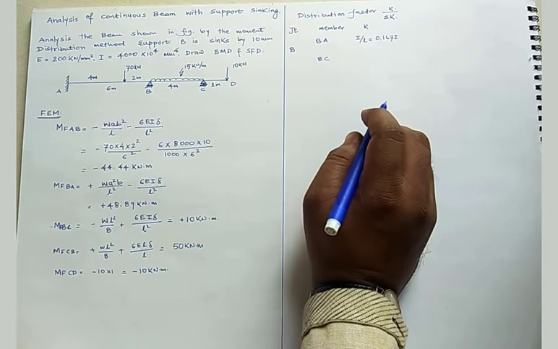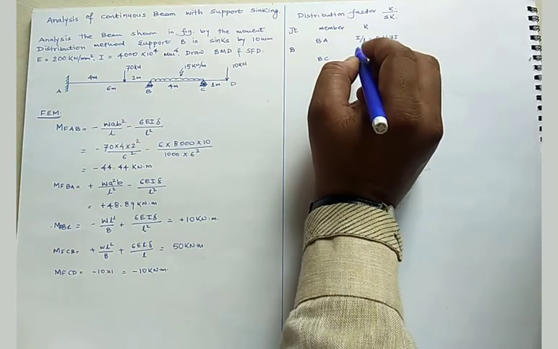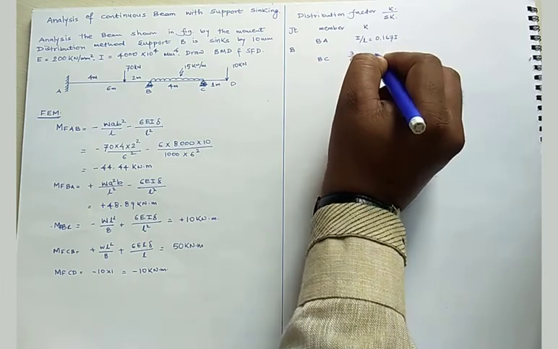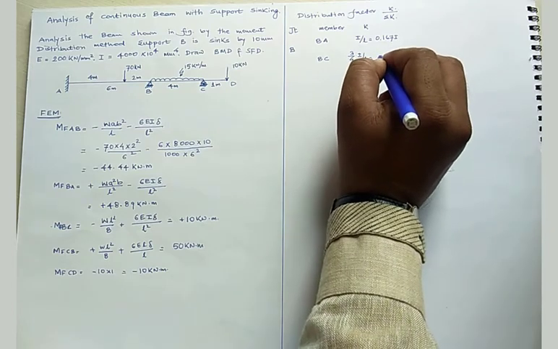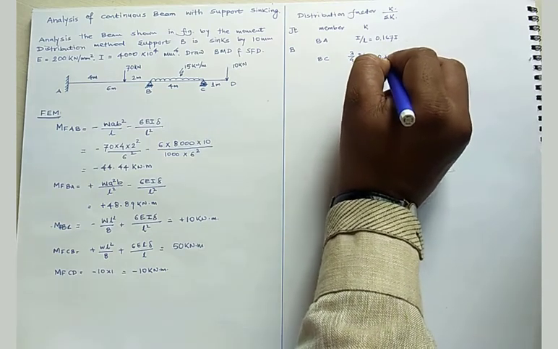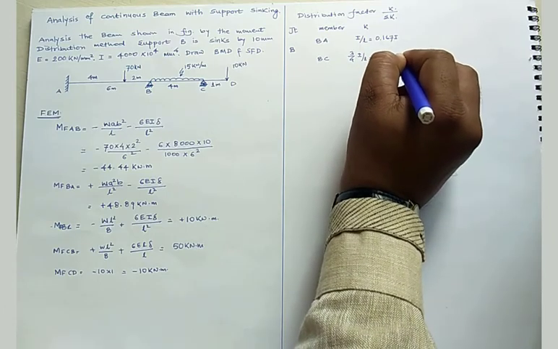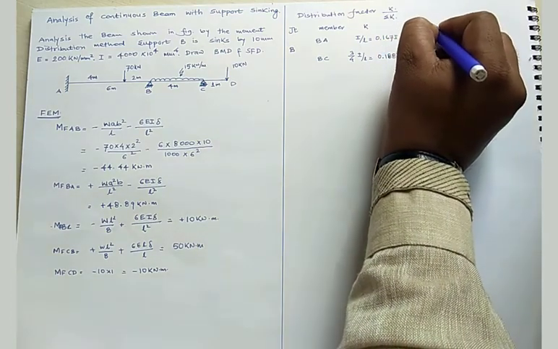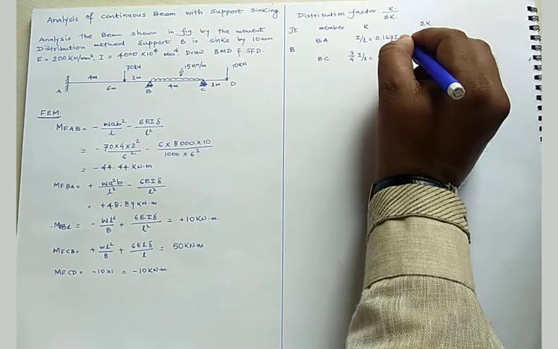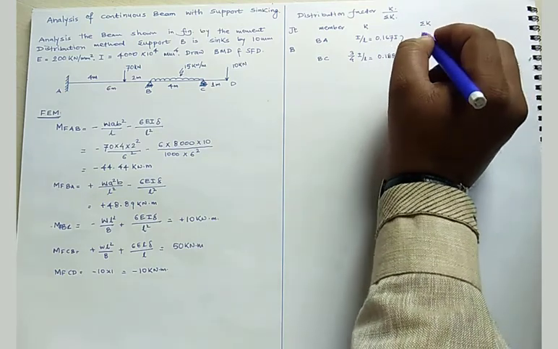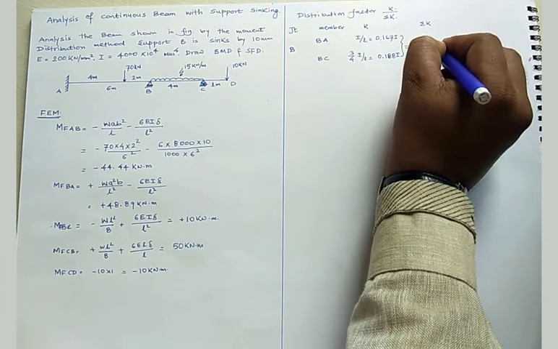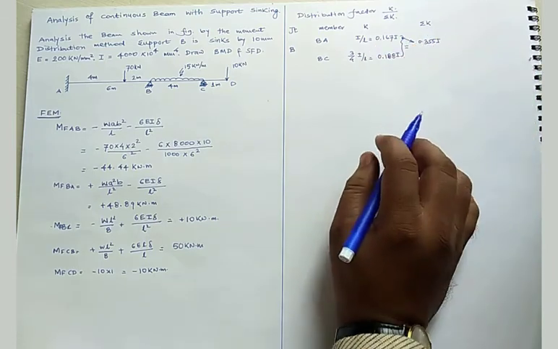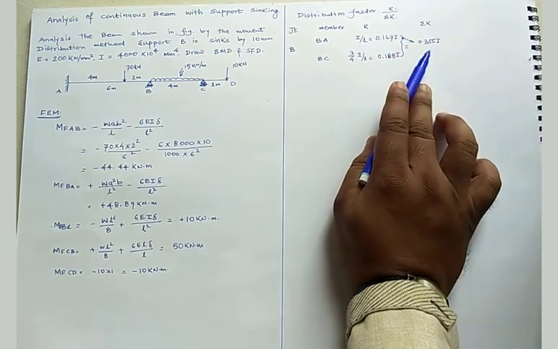The relative stiffness for BC is, as the far end C is the simple support or the hinge support, 3 by 4 I by L. The value of L is 4 meter, so it is equal to 0.188 I. So the next step is to calculate the sum of the relative stiffness. So we have to sum this value, which is equal to 0.355 I.